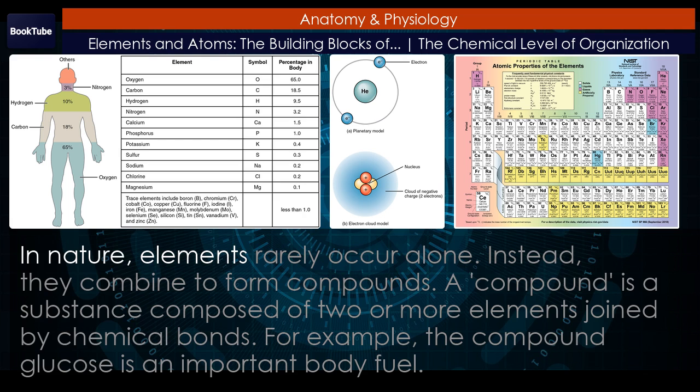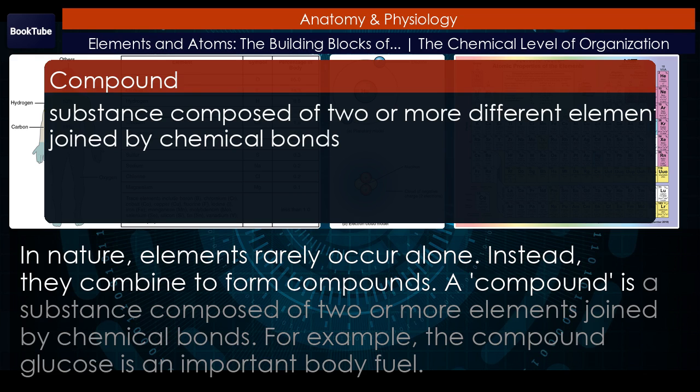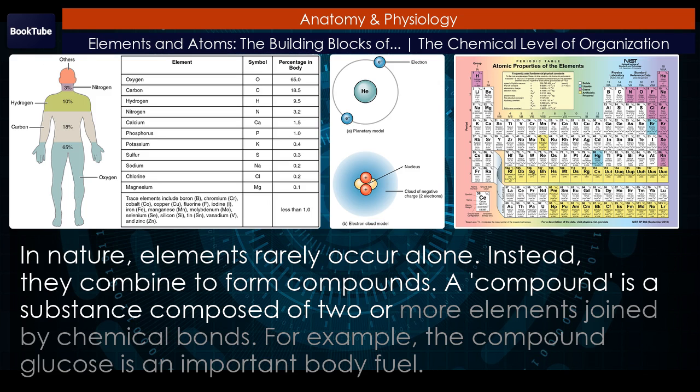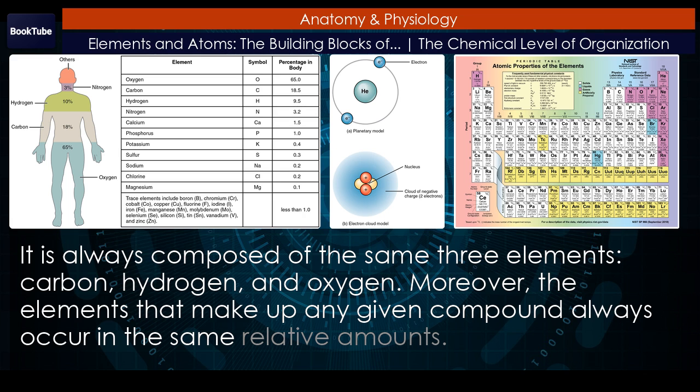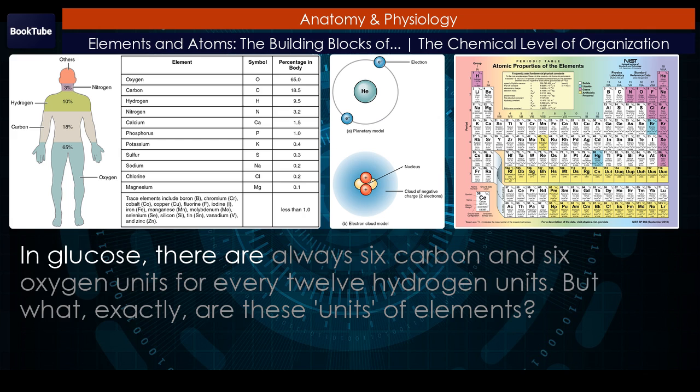In nature, elements rarely occur alone. Instead, they combine to form compounds. A compound is a substance composed of 2 or more elements joined by chemical bonds. For example, the compound glucose is an important body fuel. It is always composed of the same 3 elements: carbon, hydrogen, and oxygen. Moreover, the elements that make up any given compound always occur in the same relative amounts. In glucose, there are always 6 carbon and 6 oxygen units for every 12 hydrogen units. But what, exactly, are these units of elements?